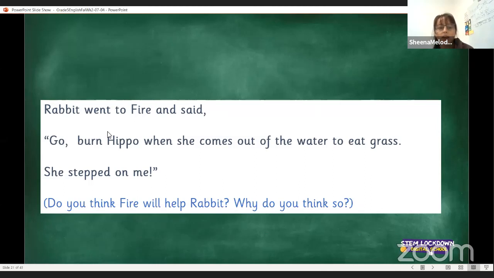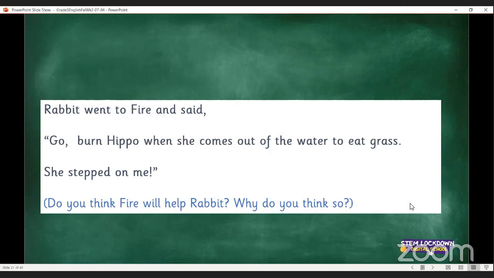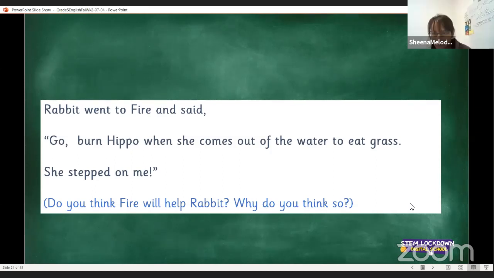Do you think fire will help Rabbit? But remember, tell me why. So do you think fire will help Rabbit? Why do you think so? Now we need to take turns. So if I click on raise your hand, and if I can see your hand, then I can click on you. Yes, it's you.